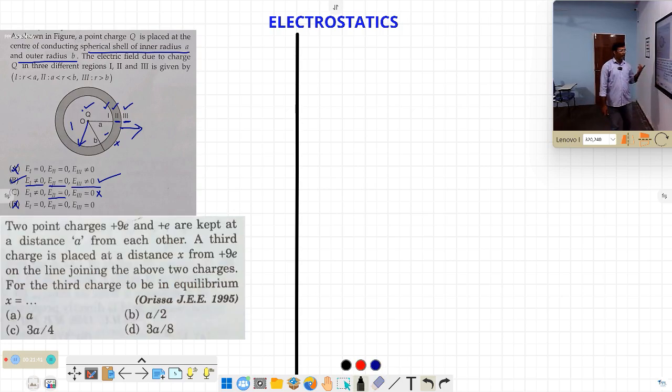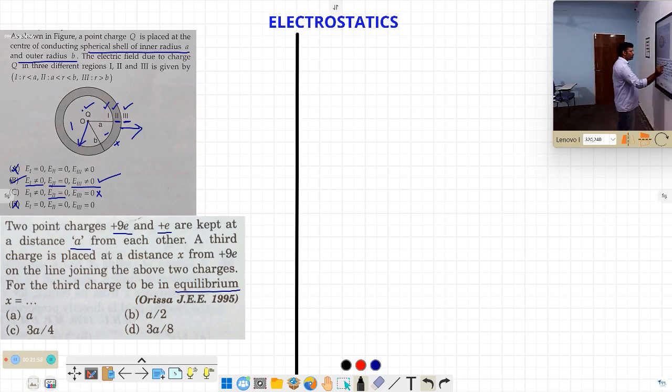Now this question is related to the equilibrium condition, you can see this equilibrium. This was given in a previous IIT JEE exam, JEE 1985. So here two point charges, plus 9E and plus E, are kept at a separation distance of A.